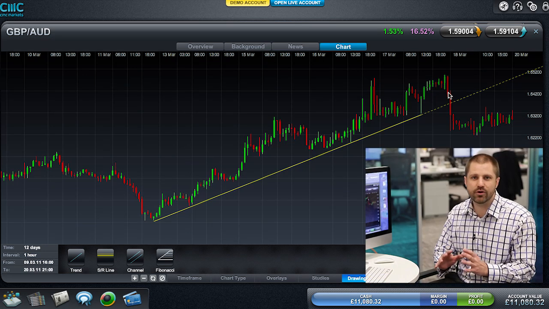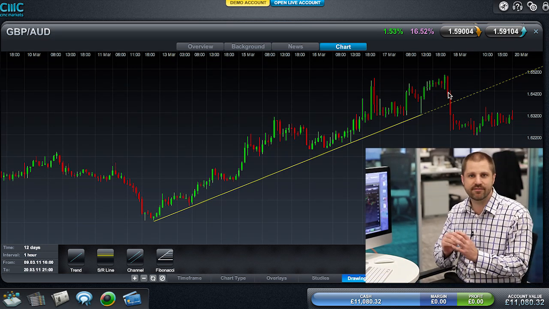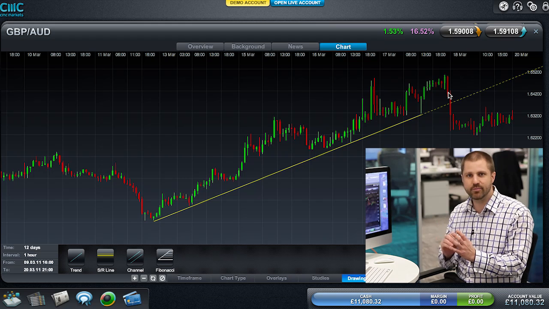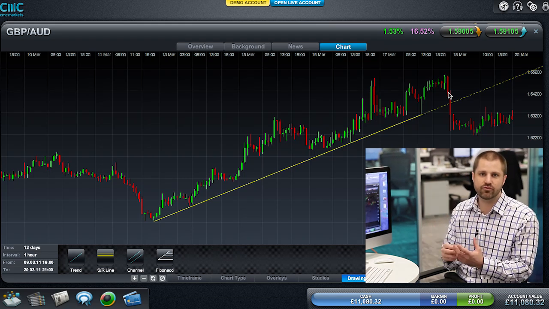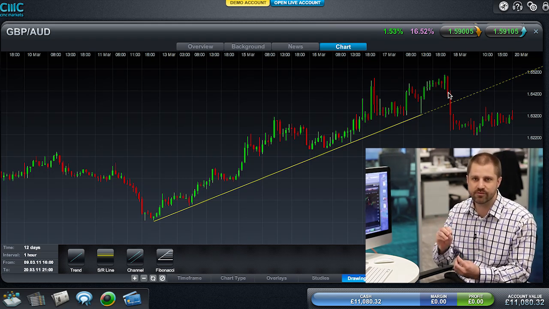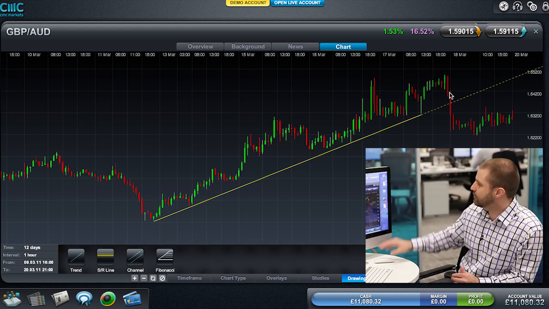Now, the reason we put on a stop loss is just in case it's a false breakout. It breaks down a little bit, goes back up and follows the trend. So we want to make sure that we have our risk management levels on. So really important to do that.